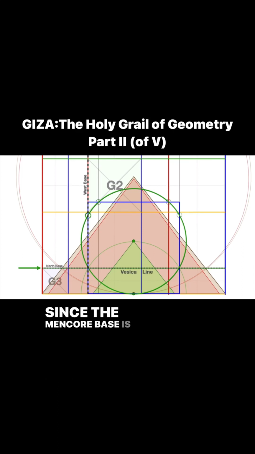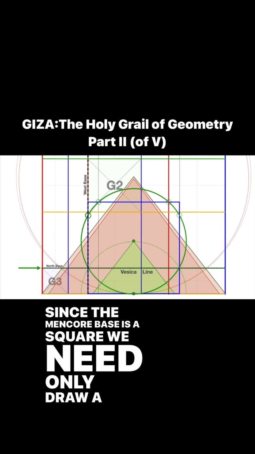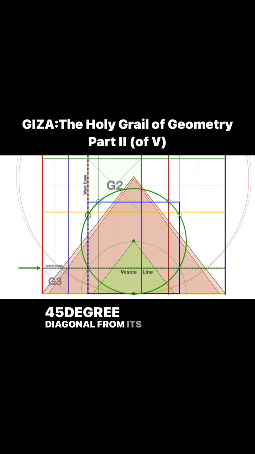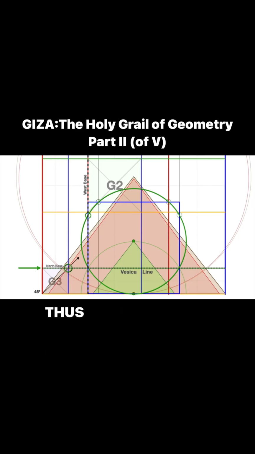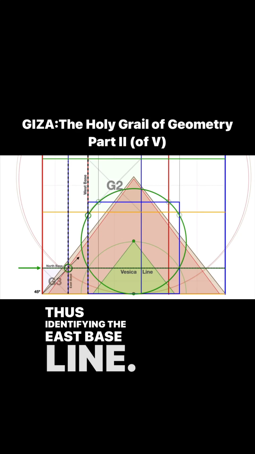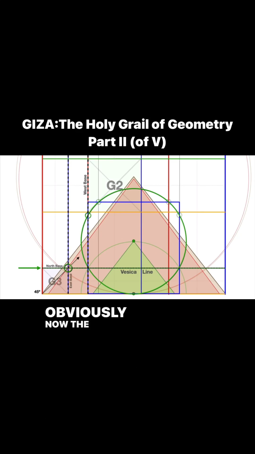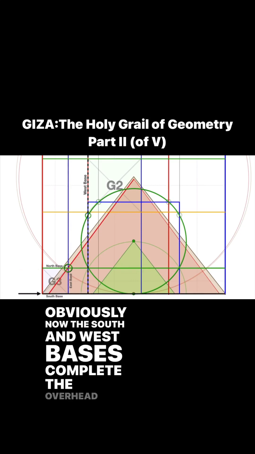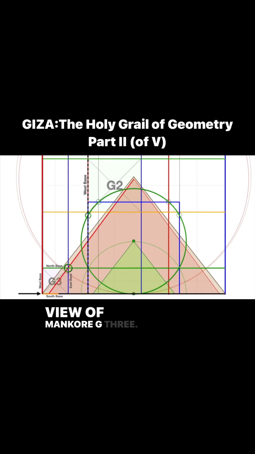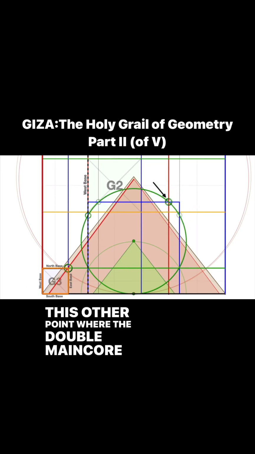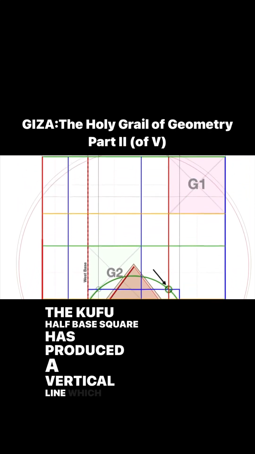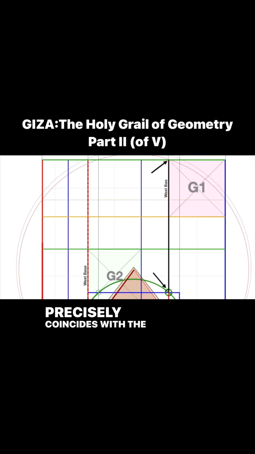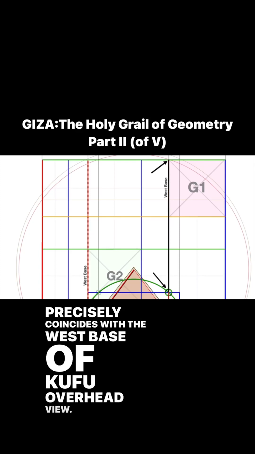Since the Menkaure base is a square, we need only draw a 45-degree diagonal line from its southwest corner to locate its opposite corner, thus identifying the east base line. Obviously, now the south and west bases complete the overhead view of Menkaure, G3. This other point, where the double Menkaure circle intersects the Khufu half-base square, has produced a vertical line which precisely coincides with the west base of Khufu overhead view.